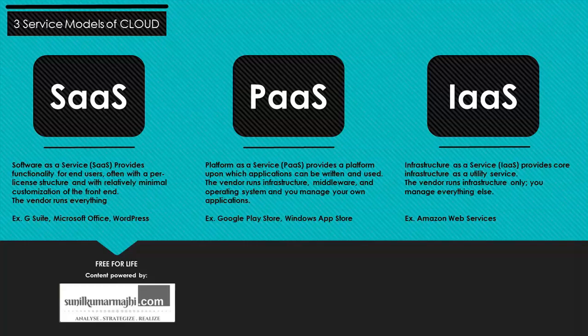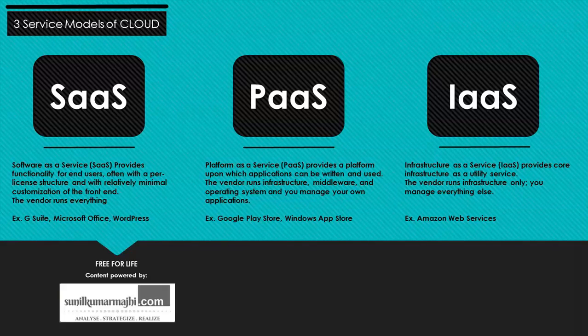It provides a platform upon which applications can be written and used. The vendor runs the infrastructure, middleware and operating system, and you manage your own application. For example, your Google Play Store, Windows App Store. These are the platforms provided by Google and Microsoft. You as a user develop your application and host it over there, and all of the infrastructure related things, the middleware, the operating system needs would be taken care of by the platform provider like Google or Microsoft.